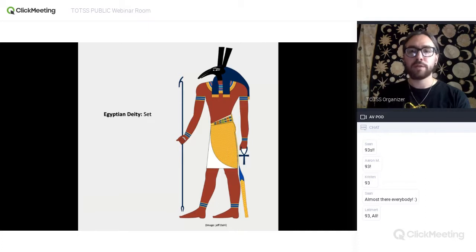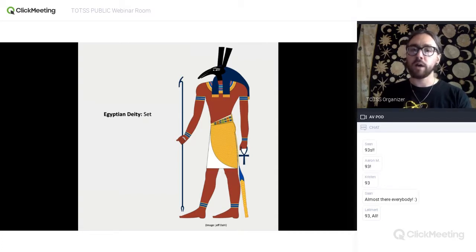Set's a really interesting deity for a lot of reasons. One is that no one knows what animal Set has the head of. This animal is usually just referred to as the Set animal. There's been lots of different theories proposed, from the idea that it's simply an imaginary animal, to that it was possibly an animal that's now extinct. And there's lots of non-extinct animals that have been proposed as the origin for this animal, but no one knows, which is very interesting. So in the literature, you usually just see this animal referred to as the Set animal.